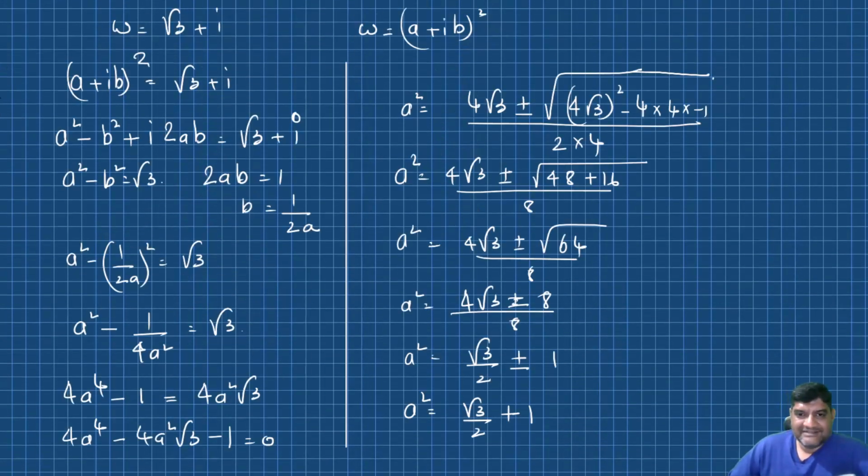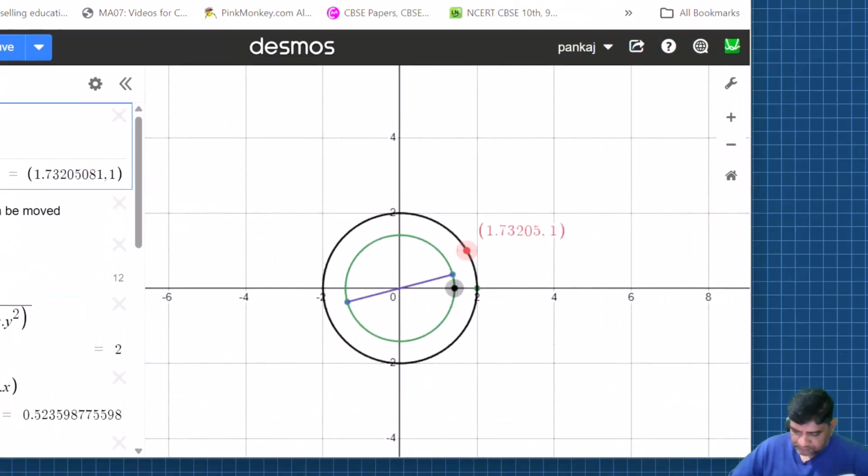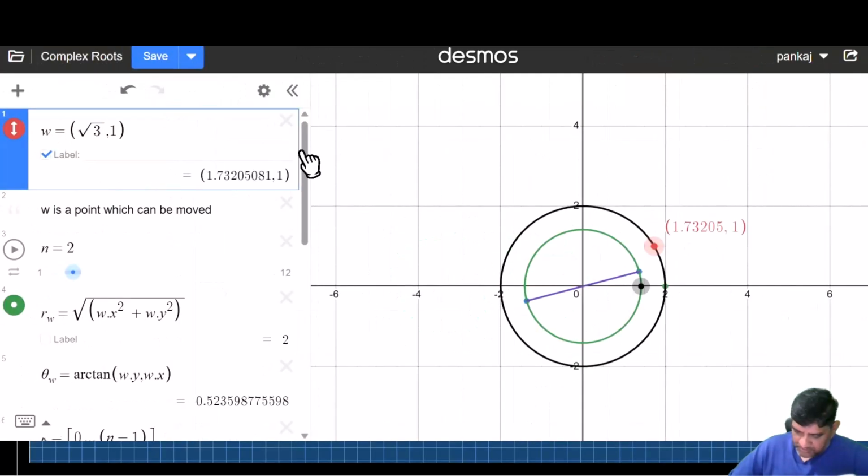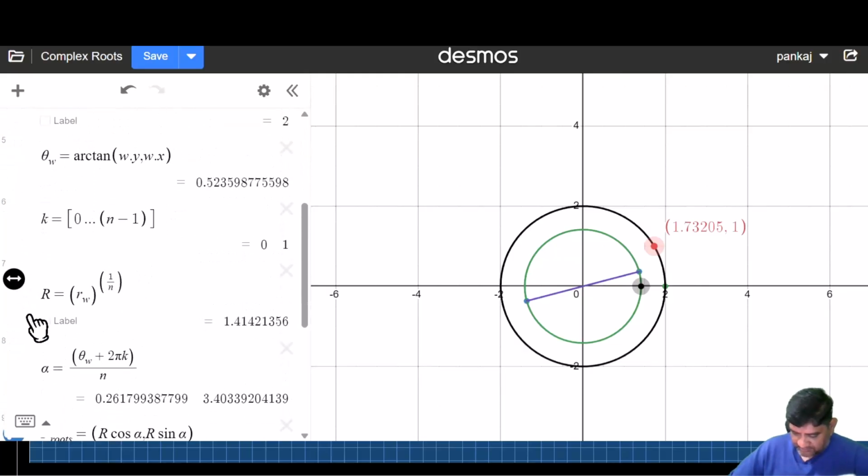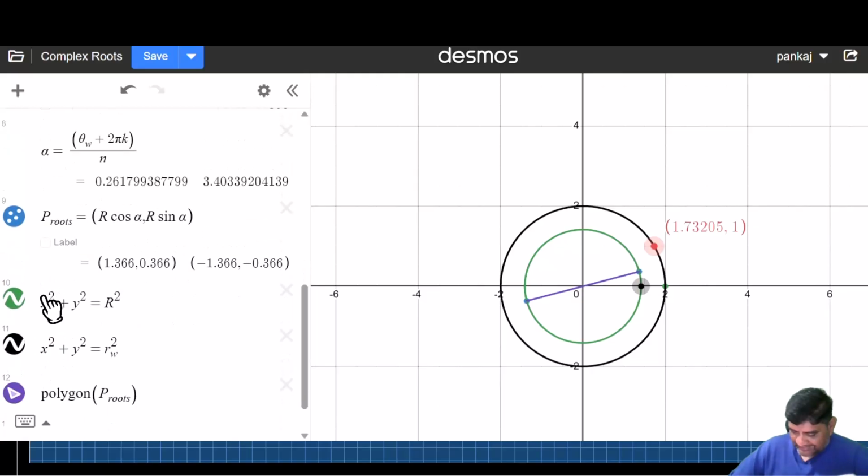So I would like to discuss something interesting about the roots of a complex number itself. This is not really required for this paper. Again, I'm going to show you something on Desmos. So you can see here that I have plotted a complex number w, and the complex number w is nothing but root 3 plus i. That's a complex number, and don't worry about these formulas. You don't really need to know this. I'm going to remove this point here.